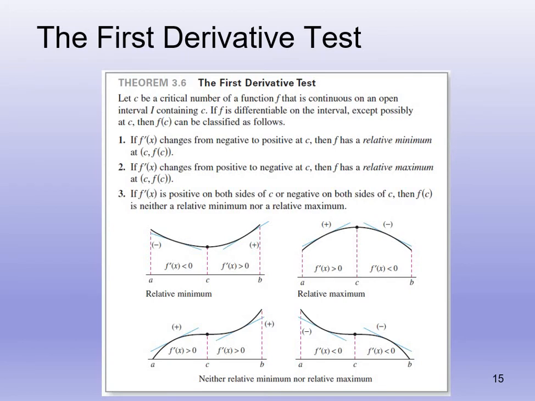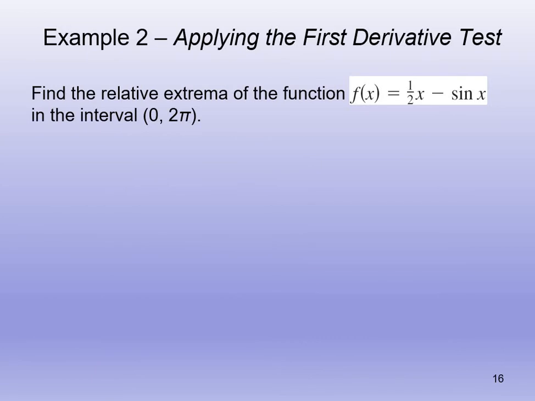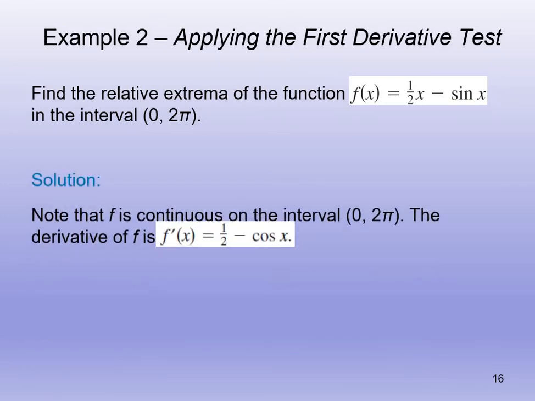All right, so let's do an example here. We want to find the relative extrema of the function f of x equals 1/2 x minus sine of x on the interval from 0 to 2 pi. We know this function is continuous on the interval from 0 to 2 pi. So the first thing we should do, let's find the derivative. The derivative of this function is 1/2 minus cosine of x.